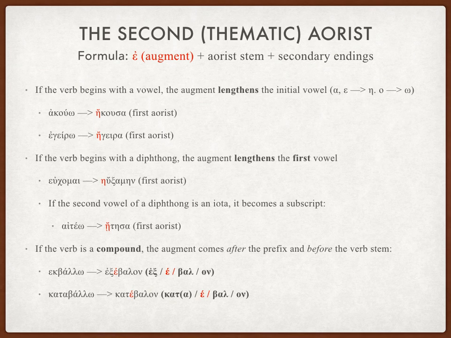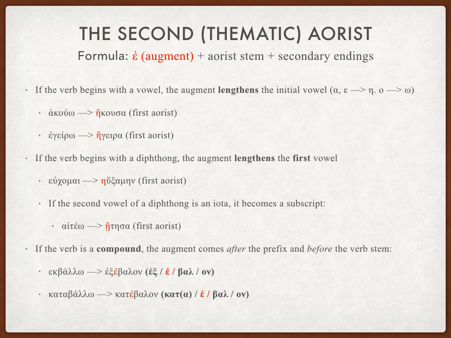So when the augment goes in front of a verb that begins with a vowel, that vowel will typically lengthen. So for example, if my verb like akuo begins with alpha, or if I have one that begins with epsilon, like egeiro, I wake someone up, those two vowels, alpha and epsilon, when they have an augment put in front of them, will lengthen to eta. So if you take a look at the first bullet point below, akuo when it becomes an aorist, becomes ekusa, I heard. That's the epsilon and alpha lengthening together.